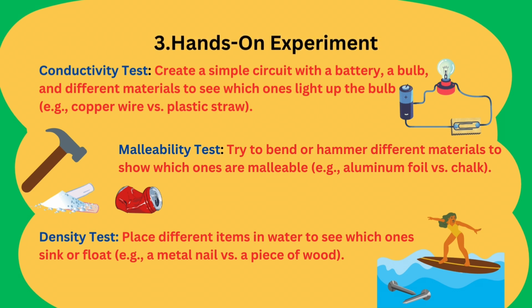Conductivity test. Create a simple circuit with a battery, a bulb, and different materials to see which ones light up the bulb. Examples: copper wire versus plastic straw. Let your students see which materials conduct electricity and which don't. This visual and tactile experience reinforces their understanding of conductivity.